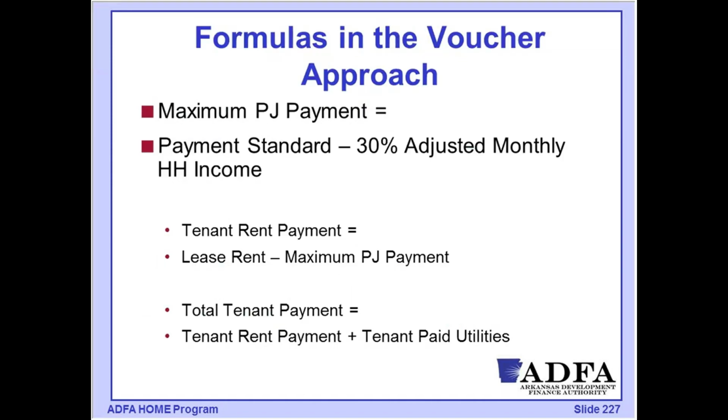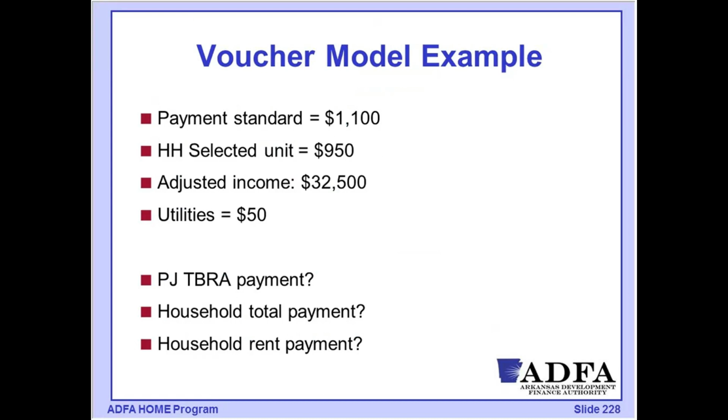So we're going to follow through this formula. The PJ is going to set this maximum PJ payment, and it's going to be based on our payment standard minus 30% for that household payment. That's going to determine what their tenant rent payment is going to be. And we'll go through some examples for you to get comfortable with this.